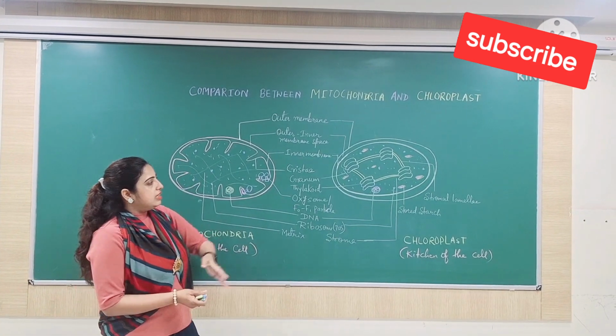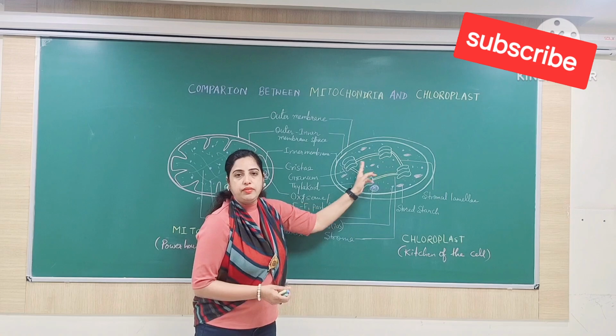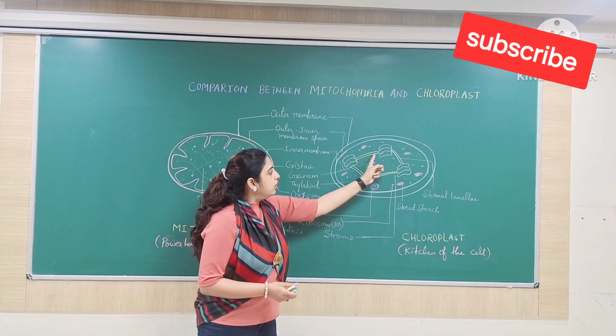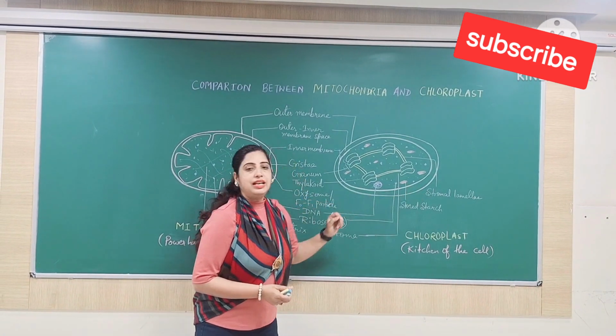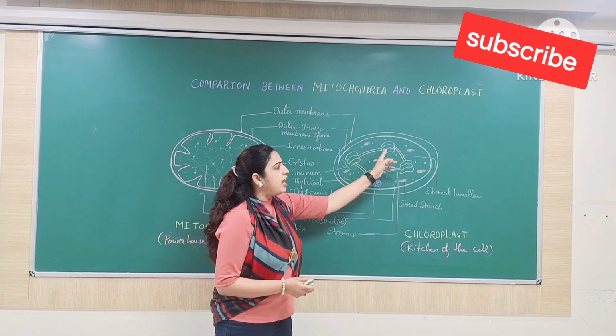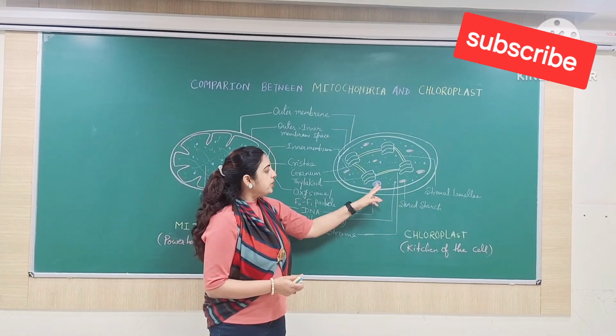Now, you can see the two grana are connected with each other through a structure called stromal lamellae. This is nothing but the flattened thylakoid itself.